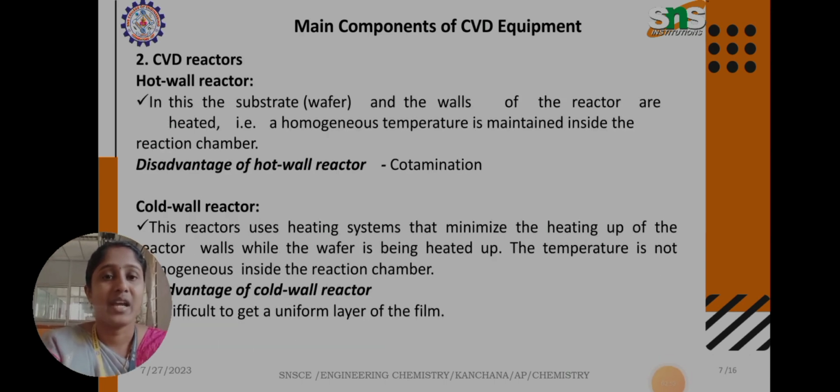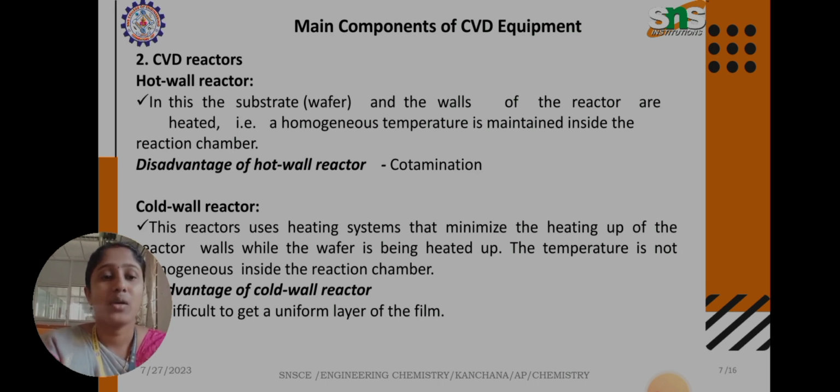And another one, CVD reactor. There are two types: hot wall reactor and cold wall reactor. In the hot wall reactor, the substrate wafer and the walls of the reactor are heated. For example, homogeneous temperature is maintained inside the reaction chamber. The disadvantage of the hot wall reactor is contamination.